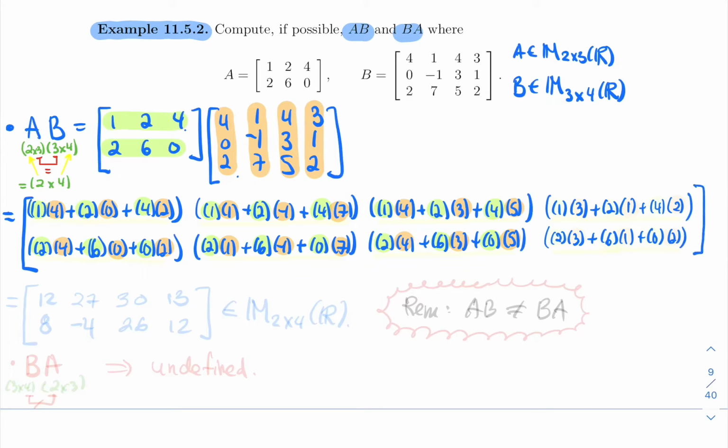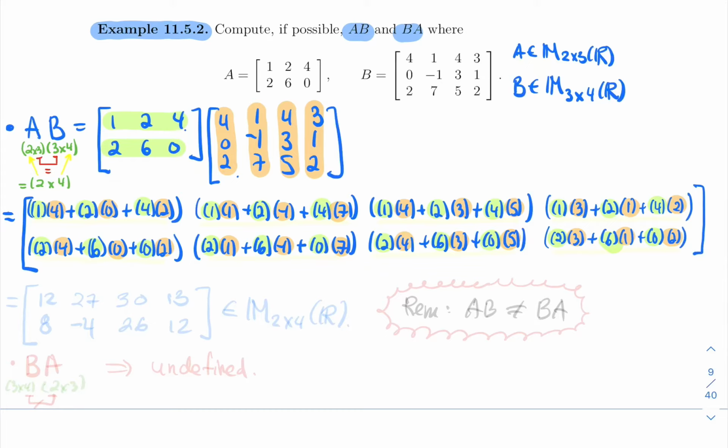Again, if I'm using my color scheme here, the entries on the first row are using the first row of A, so 1, 2, and 4. And the entries on the second row are using the second row of A, so 2, 6, and 0. And then all the numbers used in the fourth column are using the fourth column of B, so you see 3, 1, 2, 3, 1, 2 again.